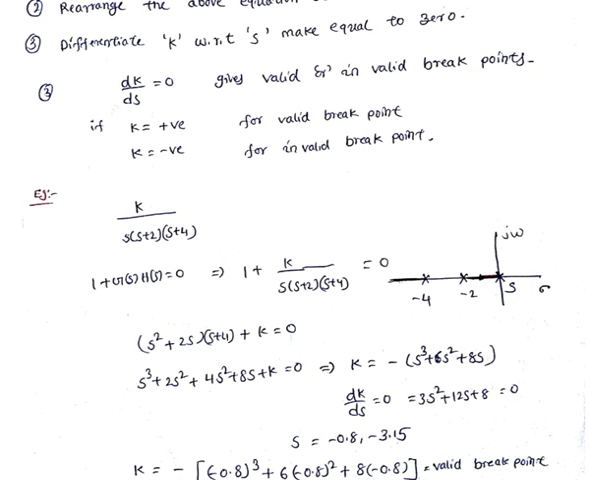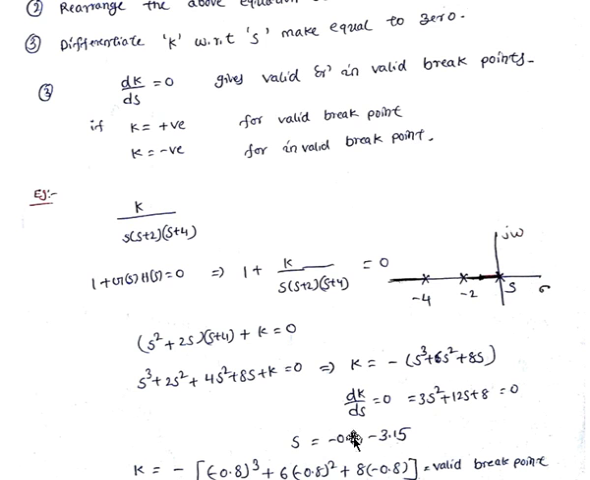Suppose we assume an open loop transfer function K by s(s+2)(s+4). Now we form the characteristic equation, 1 plus G(s)H(s). First we take K equal to minus s cube minus 6s square minus 8s. This is our K value. Now we differentiate and equate to 0. By solving this equation we get two values, s equal to minus 0.8 and minus 3.2.